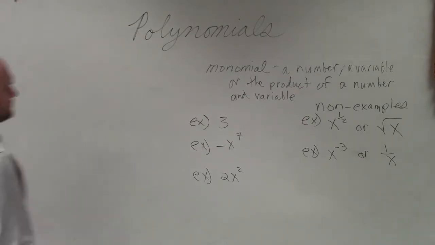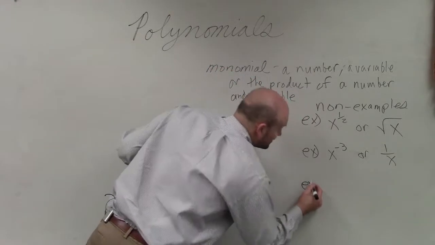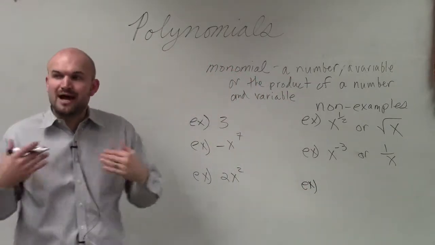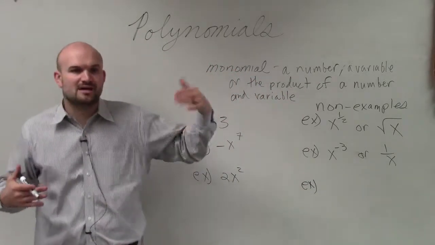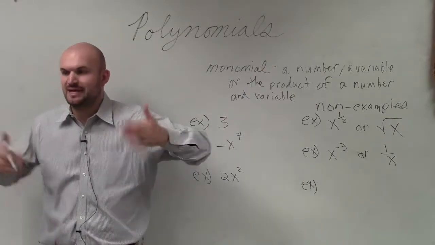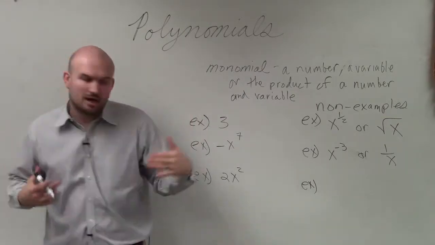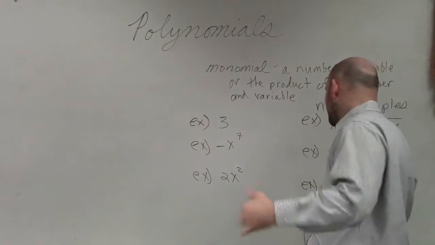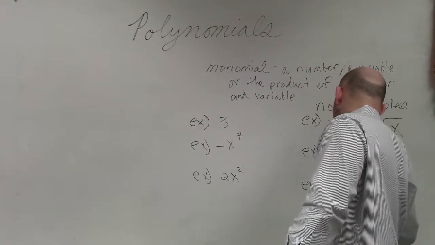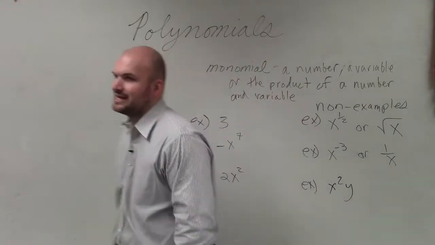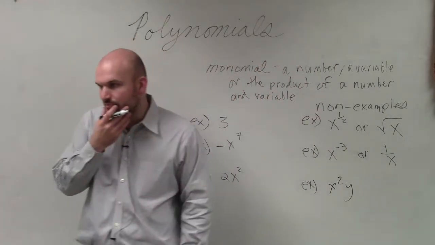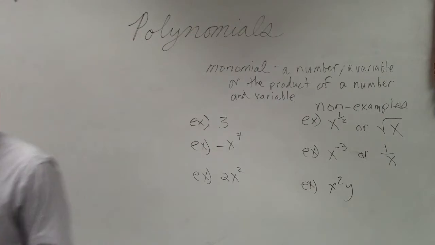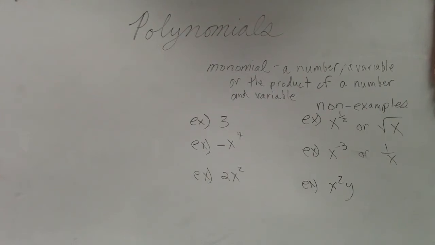All right. And then our last example is monomials are only the product of a number and a variable. You can't have your variable multiplied by different variables. So for instance, I can't have x squared times y. That is not going to be in our formal definition that we're going to use for polynomials and monomials. You can't have multiple variables multiplied by one another. OK? So that is our definition of monomial.